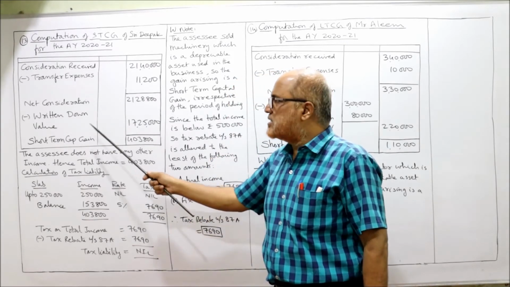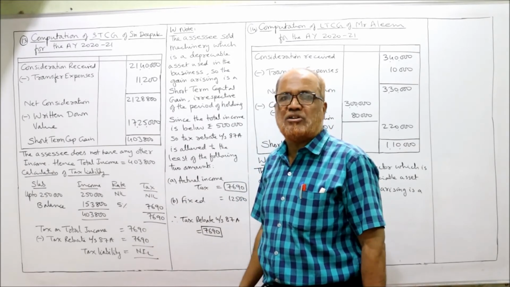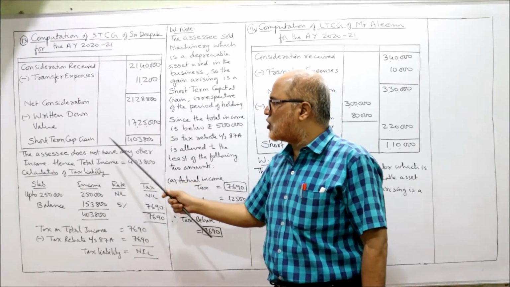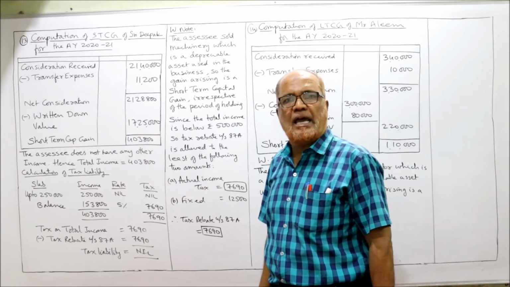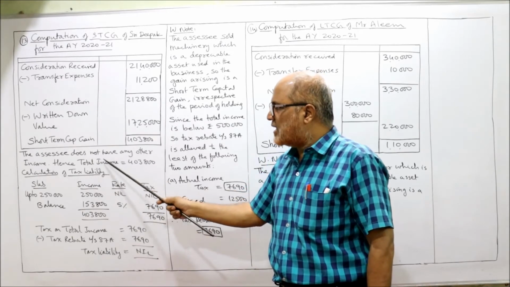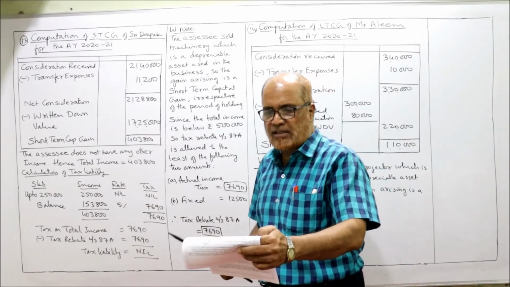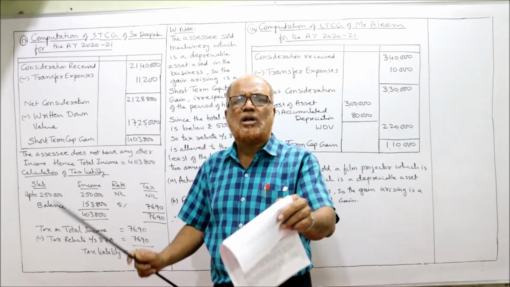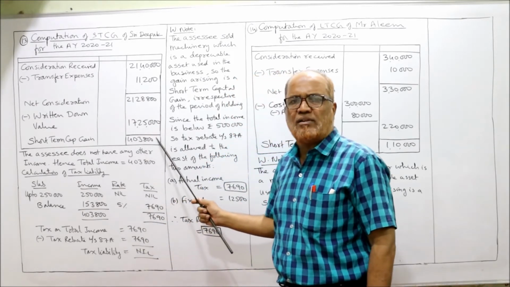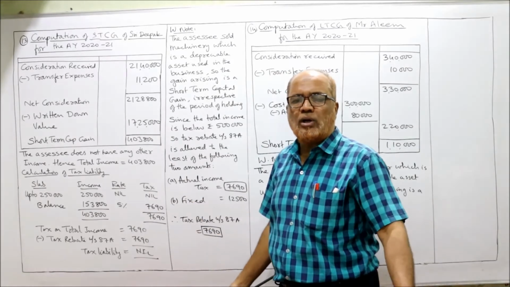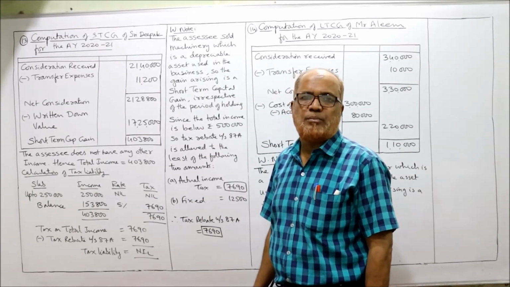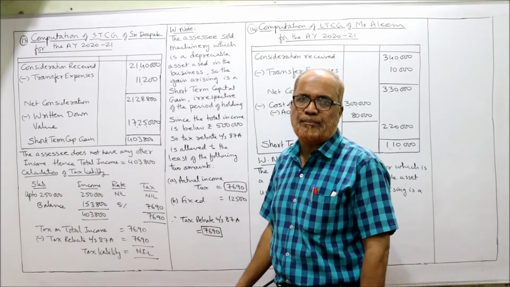17,25,000 is the written down value, the depreciated value. Now deduct it, we get short-term capital gain of 4,03,800. The assessee does not have any other income, hence total income is 4,03,800. It is given in the problem that the assessee does not have any other income, so this itself is the total income. Total income is taxable at the slab system because it's a short-term capital gain.